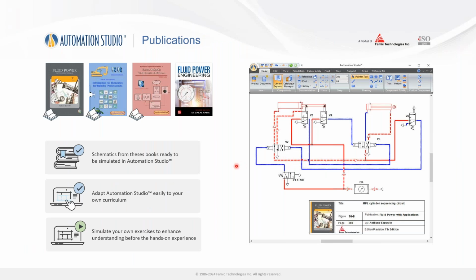We also provide some technical publications in Automation Studio. For example, you can see this circuit. This circuit is from this book, Fluid Power with Applications by Anthony Esposito. Similarly, there are many other circuits available from different publications. You just have to click on the Technical Training Material tab and click on the exercise or the technical publication which you want to work on.